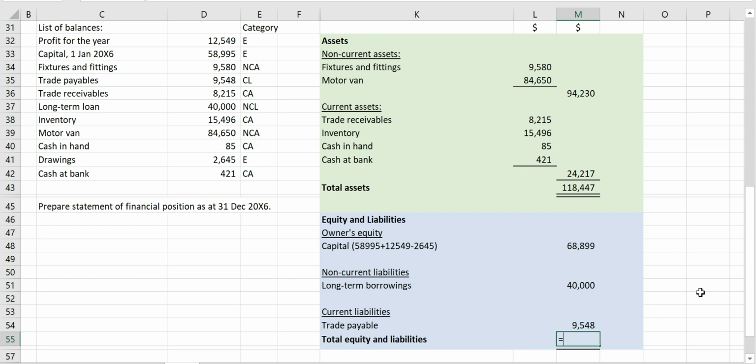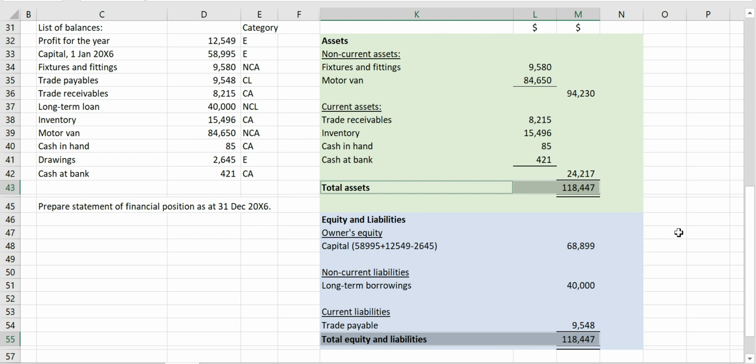Now the last thing to do is the total equity and liabilities, which is a sum of all these three numbers. So we add 68,899, the capital, add to the long-term borrowings, add to the current liabilities. And we have our final answer, total equity and liabilities of 118,447. And it must agree with the total assets of 118,447 because the accounting equation works. Total assets must always be equal to equity plus total liabilities. That's the end of today's lesson.